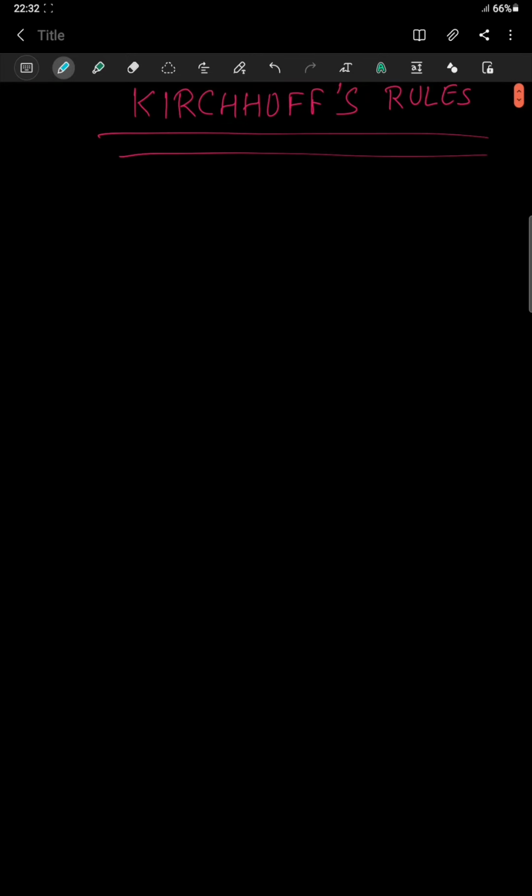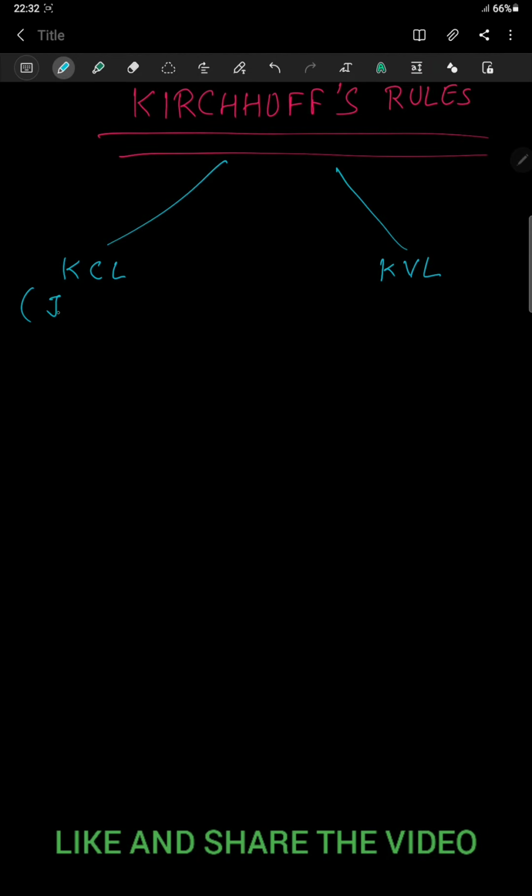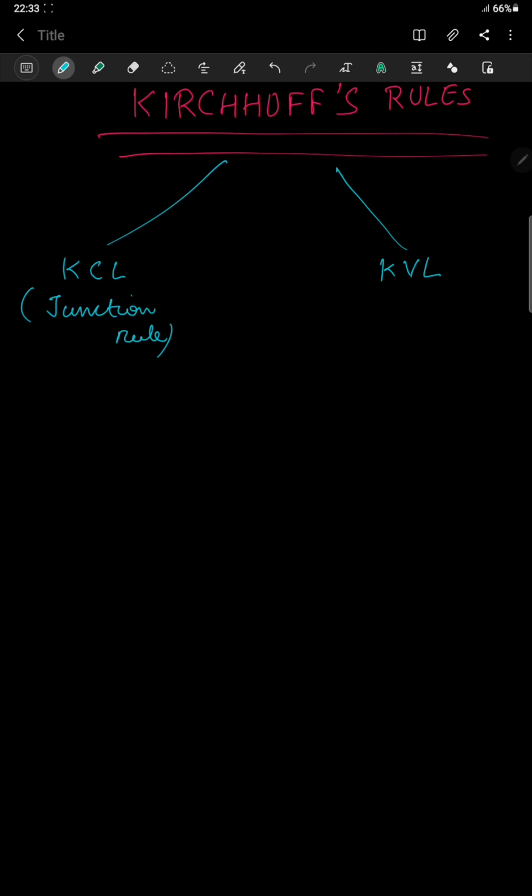In today's class, we'll read about Kirchhoff's rules. Kirchhoff has basically given two rules: KCL, Kirchhoff's current law, and KVL, Kirchhoff's voltage law. Kirchhoff's current law is also known as the junction rule, and Kirchhoff's voltage law is also called the loop rule.